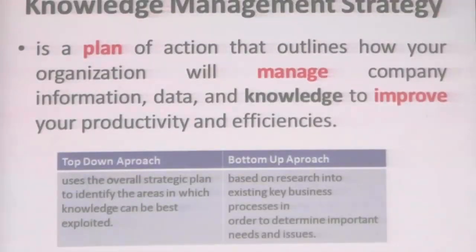And now the knowledge management strategy. So we are talking about the strategy. It's a plan of action that outlines how your organization will manage company information, data and knowledge to improve your productivity and efficiency. It's a plan which manages to improve productivity. So a knowledge management strategy is planning to manage and improve productivity.